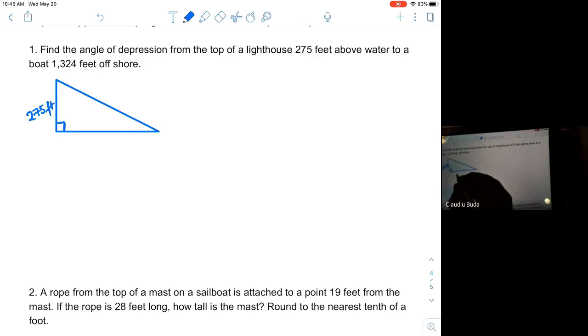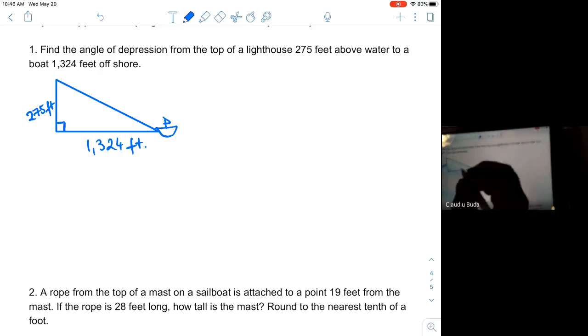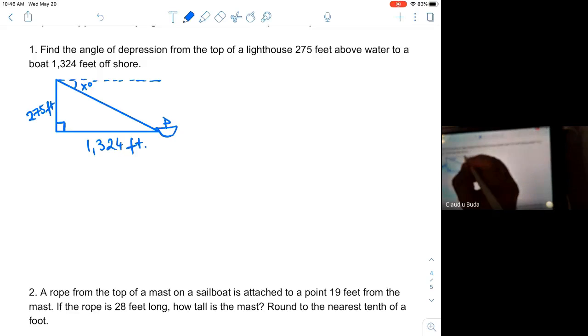And the boat, which is right here, is 1,324 feet from the shore. And it's asking, what is my angle of depression? So this one right here, that's the angle of depression. But what do we know?